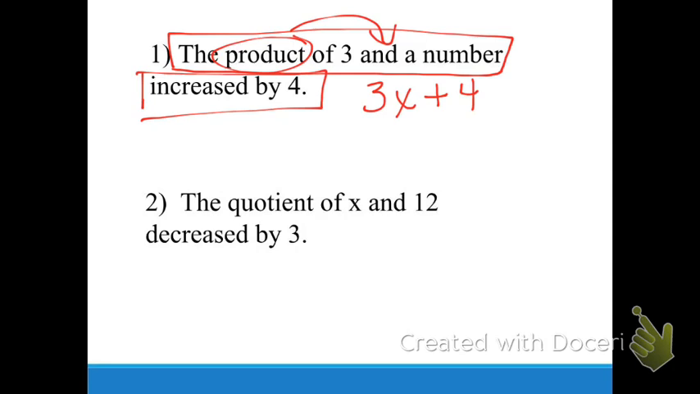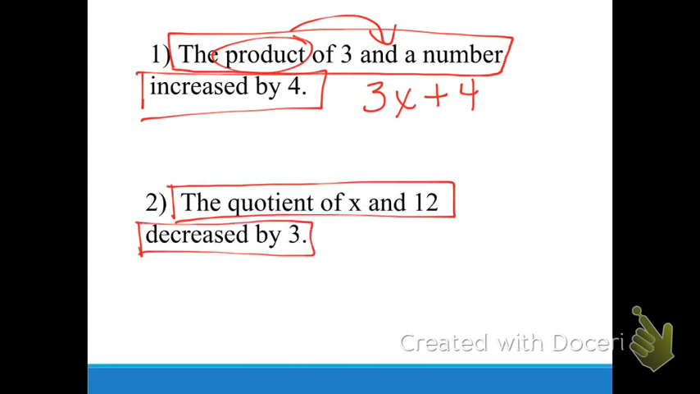All right, let's look at number 2. Don't call them out, just when you know, raise your hand because I want to see if you can get it. What 2 operations are we going to do in number 2? What 2 operations? I want you to know this. Division and subtraction, because we have the quotient of X and 12, and then it's decreased by 3. So those are the 2 things.